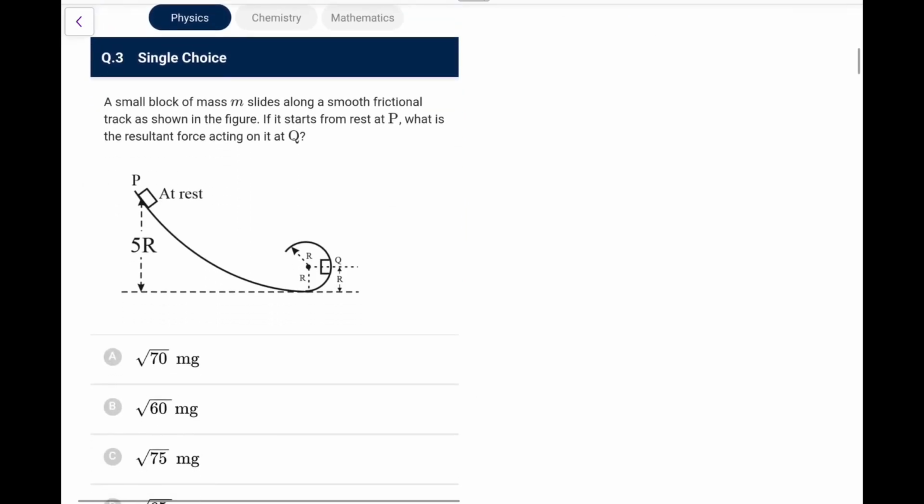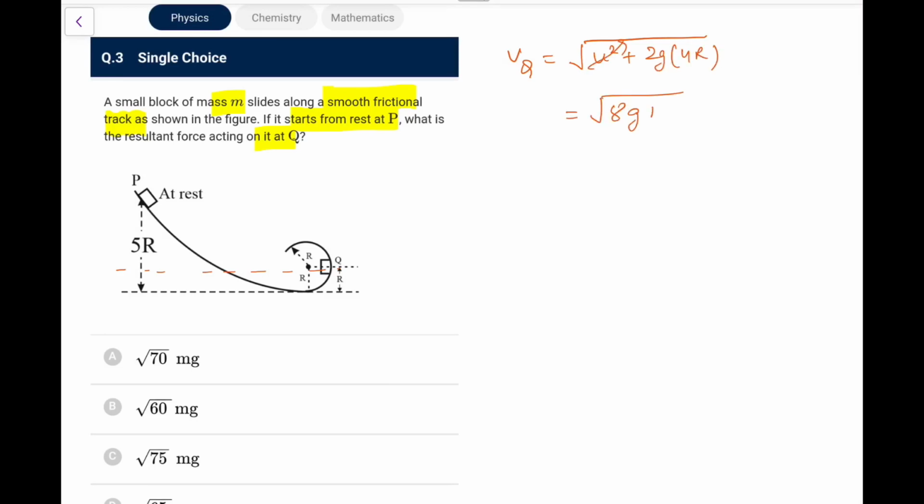Next, a small block of mass M slides along a smooth frictionless track, I suppose, as shown in the figure. If it starts from rest at P, what is the force acting on it at Q? Okay, where is it? This is Q. So first of all, what is the velocity at Q? I can directly apply the energy equation: v square equals u square plus 2g times the height difference. The height difference is 5r minus r, that is 4r, so 2g into 4r, and u is 0. So it comes out as root 8gr.